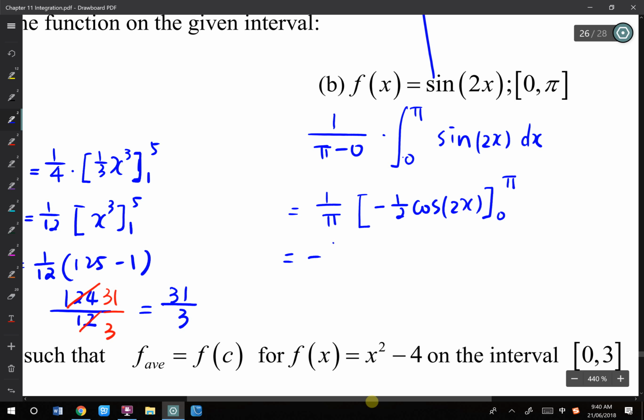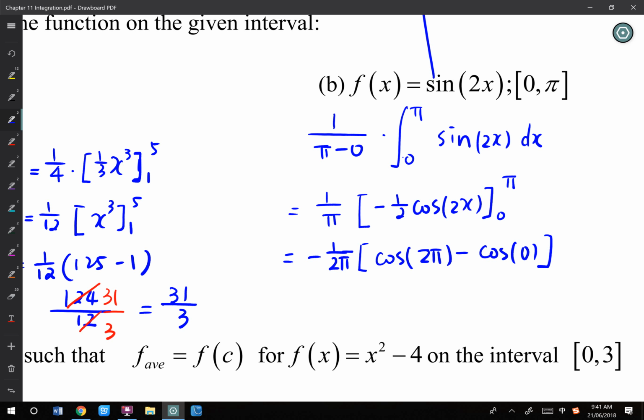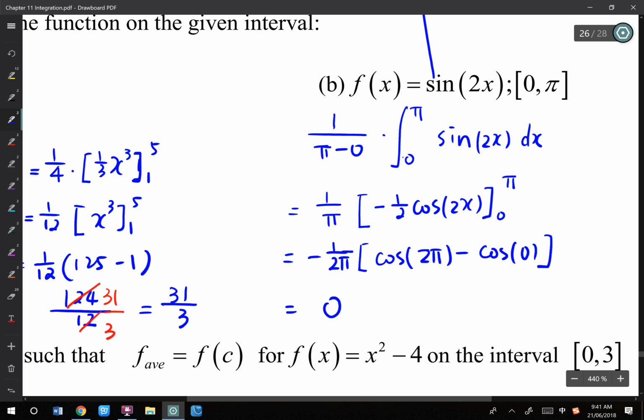So we can say that's negative 1 on 2 pi, cosine 2 pi minus cosine 0. What's cosine 2 pi minus cosine 0? What is it? 0. They are the same thing. 0 and 2 pi, they are the same angle. So that's a 0.